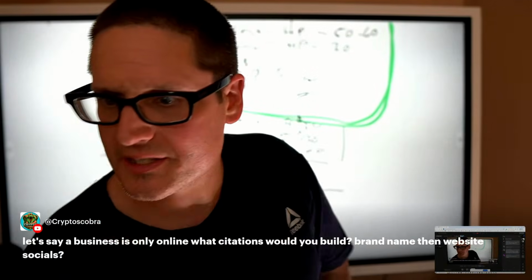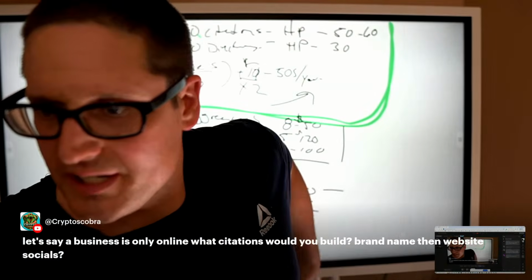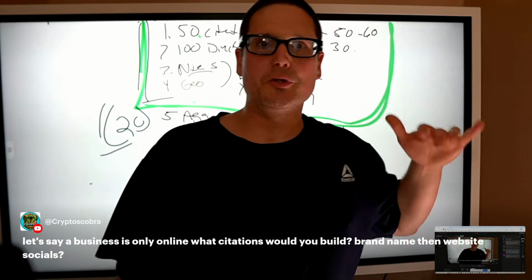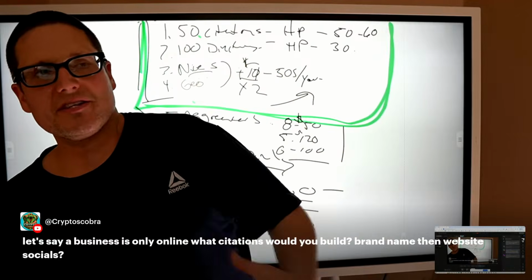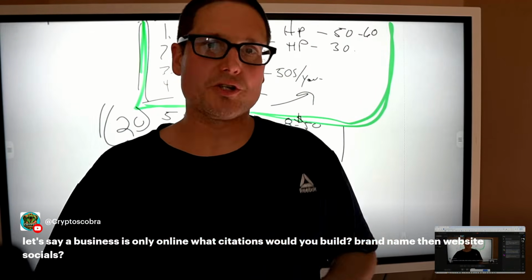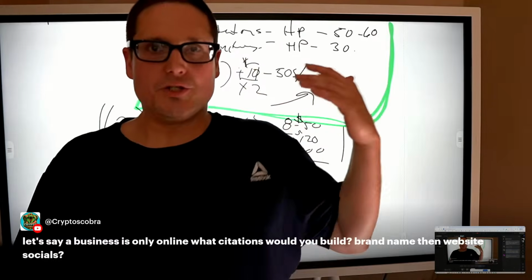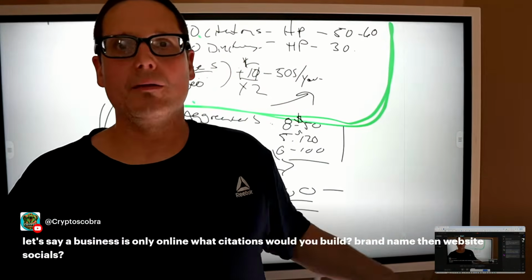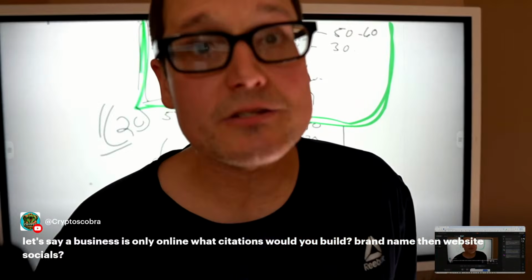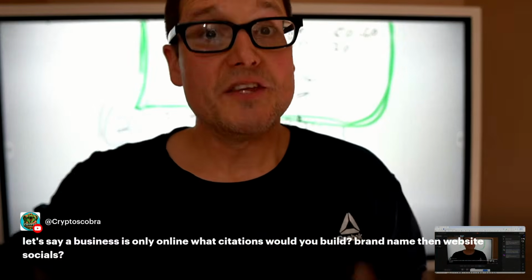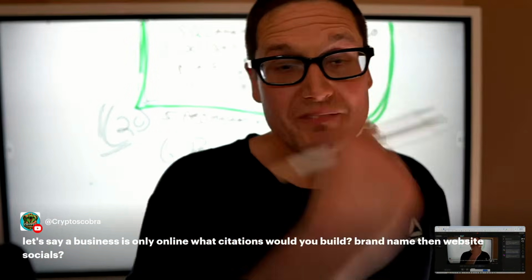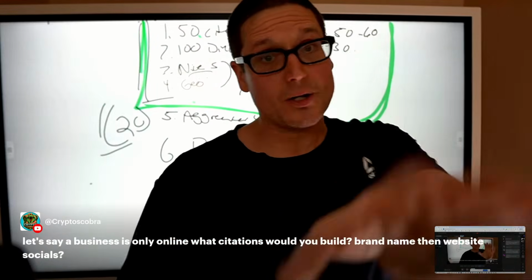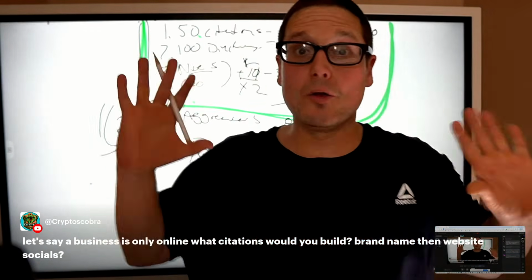Crypto Cobra: let's say a business is only online. What citations would you build? Brand name, then a website. Okay. If a business is only online, do you have a registered agent? If the business is only online, is it actually a registered business? What address did you give? Where is that business located? Where does that business receive business mail? Okay. Are you actually a real business, or did you just set up a website? These are questions you have to ask yourself, brother. All right. If you're only online, there still has to be a place to receive business mail. It's law, unless you're outside the United States. Okay. I don't know where you're at.